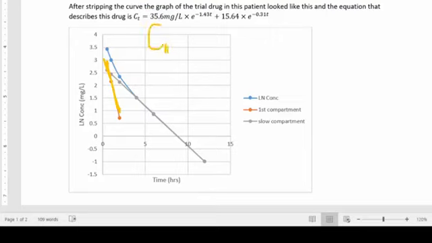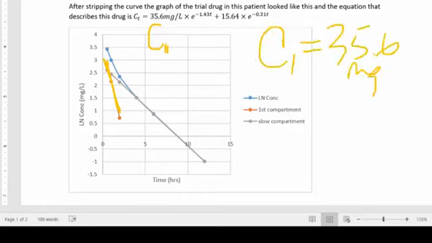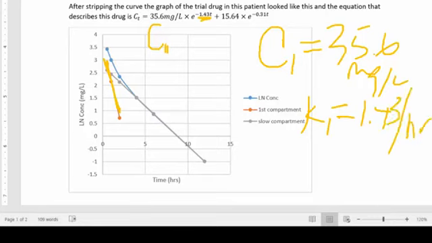That is the initial intercept for our first compartment. Our y-intercept for our first compartment is 35.6. So I'm going to write that down: 35.6 milligrams per liter. I forgot to write milligrams per liter there, darn it. And times e to the negative K, so there is our K1, isn't it? So our K1 is 1.43 per hour. Because I should have written that in there too.